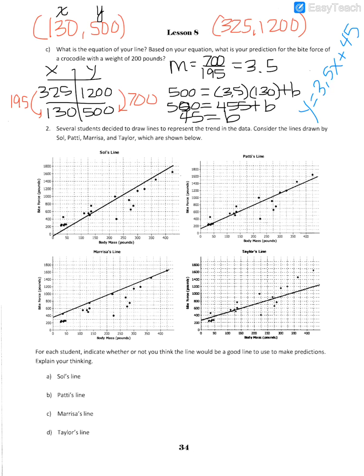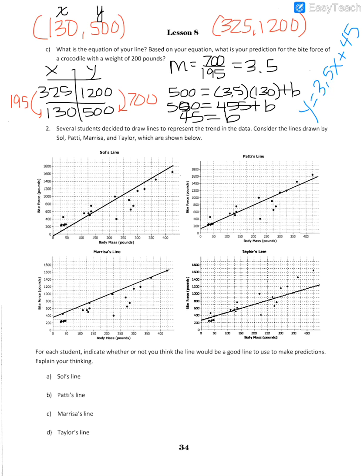Several students decided to draw lines to represent the trend in the data. Consider the lines drawn by Sol, Patty, Marissa, and Taylor, which are shown below. For each student, indicate whether or not you think the line would be a good line to use to make predictions. Okay, so let's go through each person's line that we have here.